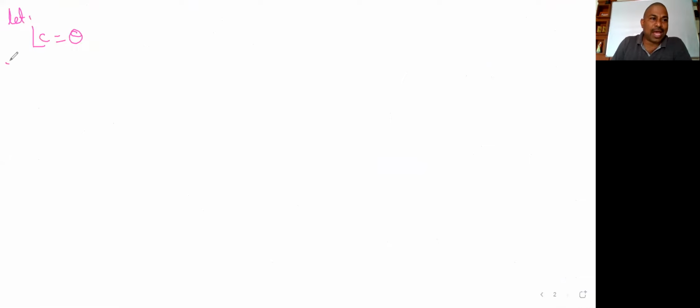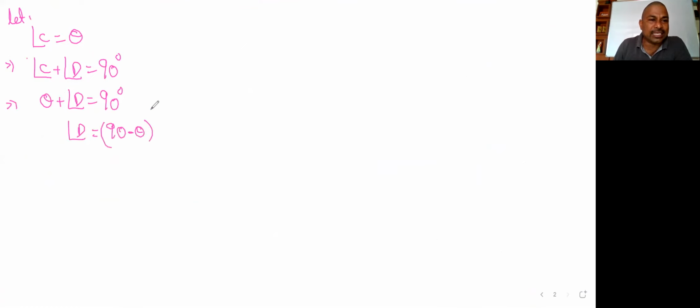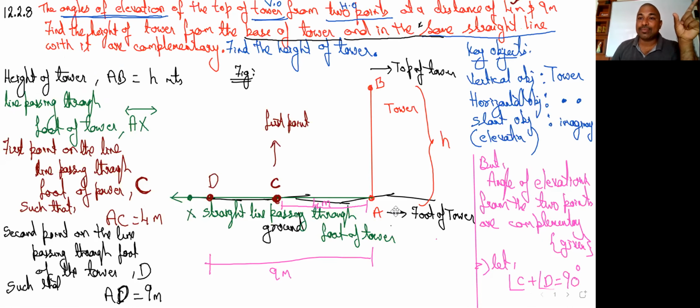So angle C plus angle D is equal to how much, Dhruvita? 90 degrees. Now, we have taken angle C as theta. If one is theta, the other, angle D, is 90 minus theta degrees. That is what we have to understand. So the angle of elevation at C is theta, and at D it is 90 minus theta.